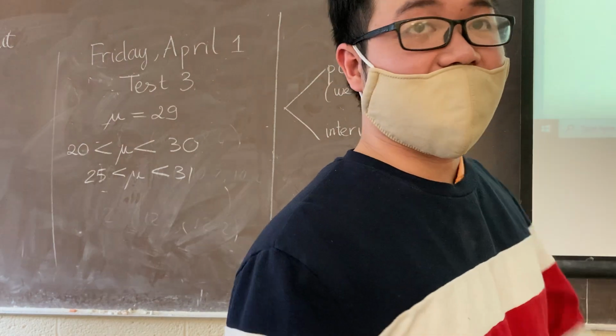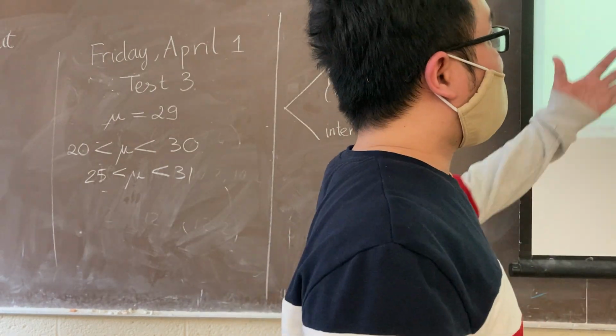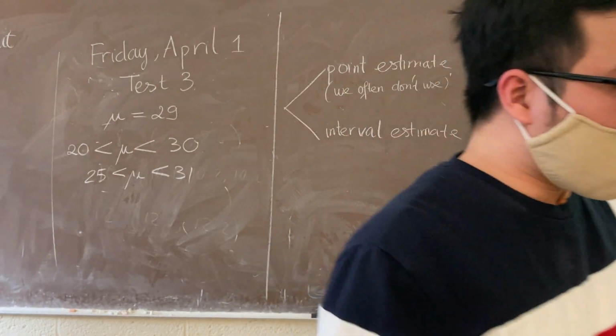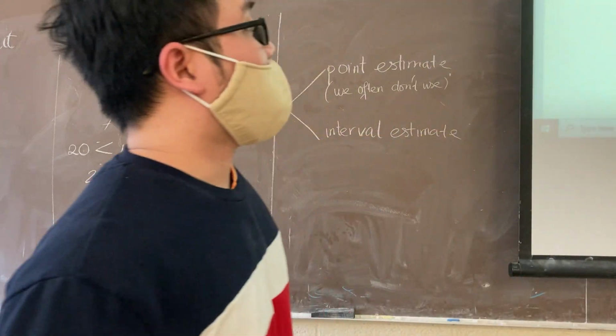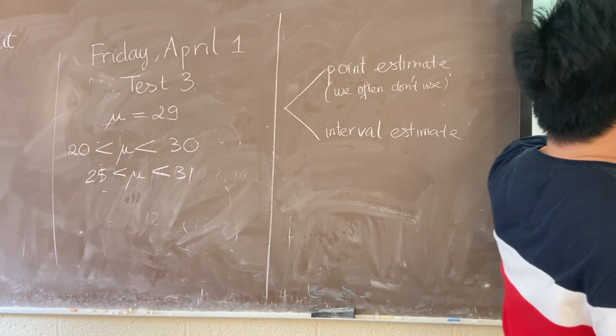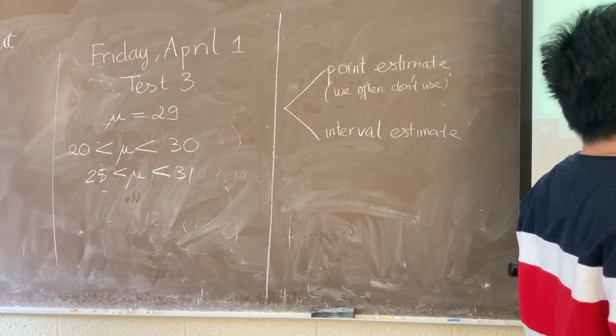Any questions about the lesson? If you know the sample mean, you can tell that the population mean is approximately the sample mean. And the second one, we can calculate the margin of error, or maximum error of estimate.